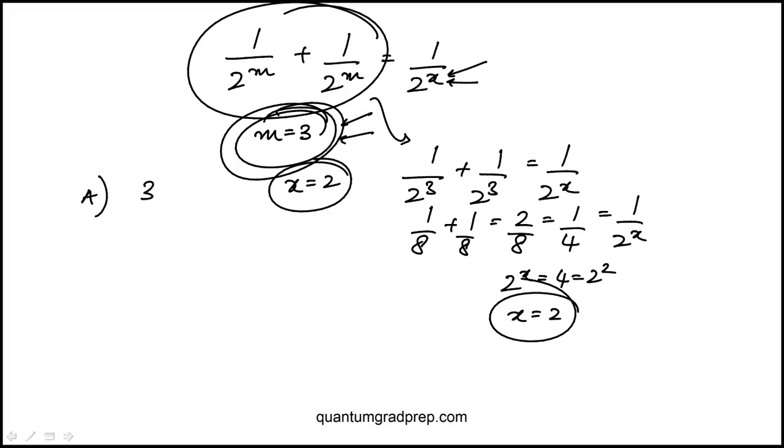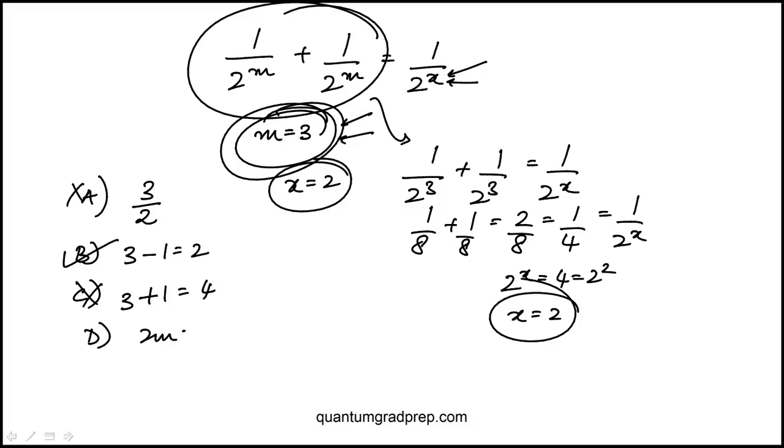So we'll do all of these. A is m over 2, 3 over 2, that's out. B is m minus 1, which would be 3 minus 1 is 2, that one works, but I need to check all of those. C is m plus 1, 3 plus 1 is 4, that one is out. D is 2m, 2 times 3 is 6, that's also out. And E is m squared, which would be 9.